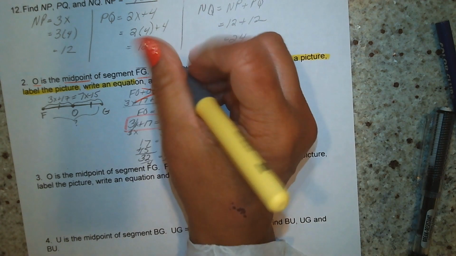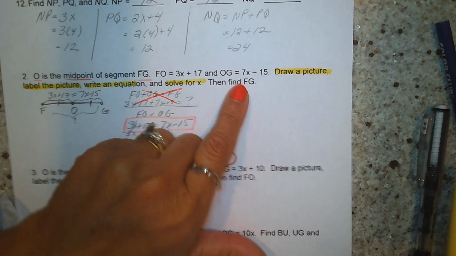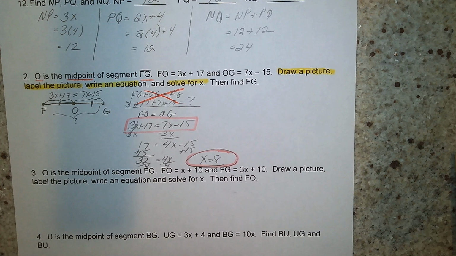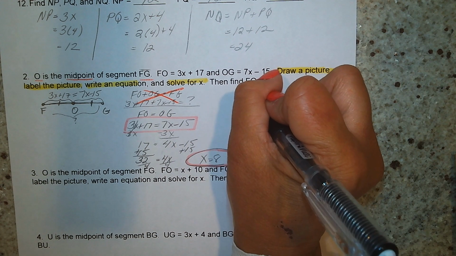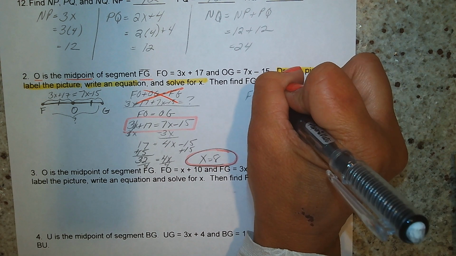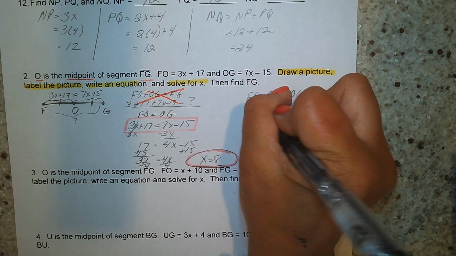Now, let's find FG. That's the last piece that we need to do. Okay, so let's set it up. FG is the whole thing. So let's see how I'm going to do this. I'm going to do FO plus OG is equal to that FG.